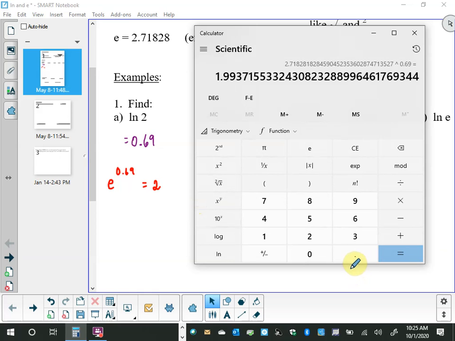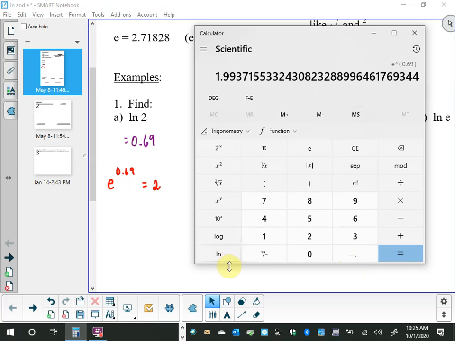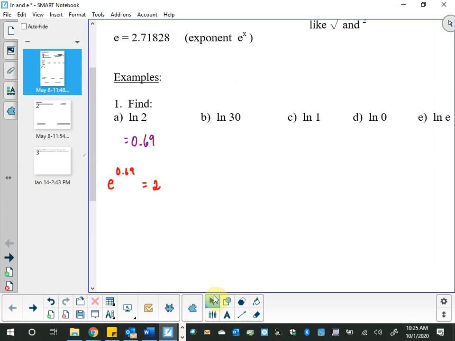So your calculator and my calculator will probably work a little bit different. Let's see if I have it here. Oh, there it is. That's the E button I was looking for. So 0.69, e to the x, means take the number I just inputted and use it as the x. And there we go. Whew, pressure was on. All right, next question.